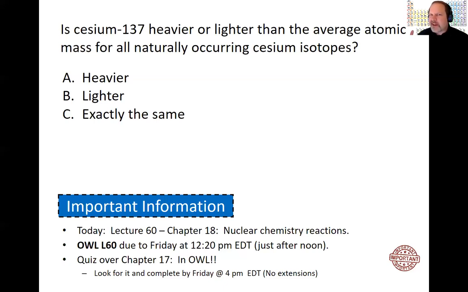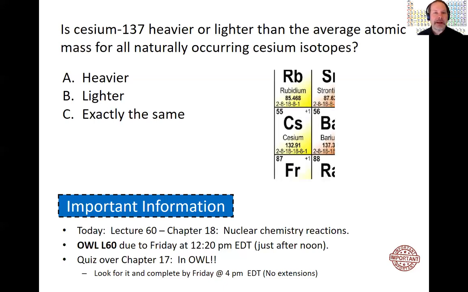Are you sure? How do you even think about this? I like this question because it digs up some things to see if students understand. How do you know what the average atomic mass is for all naturally occurring cesium isotopes? One way is by looking at the periodic table. Remember that the mass you see on the periodic table is the weighted average of all the isotopes of cesium. So then how does cesium-137 compare?